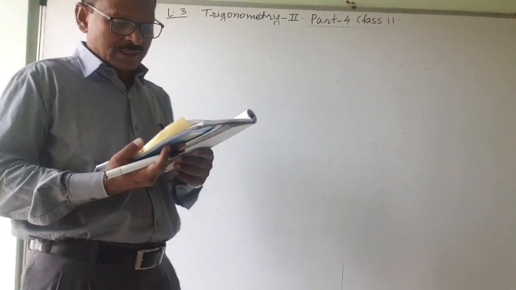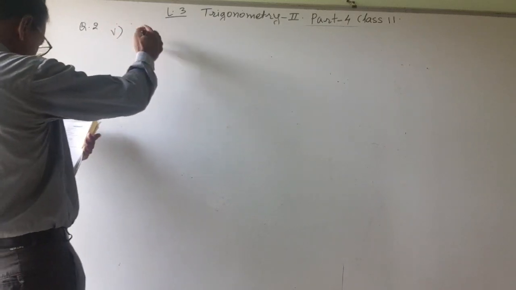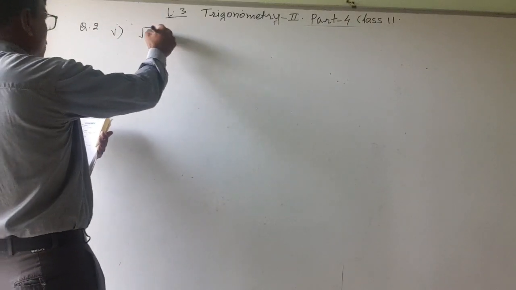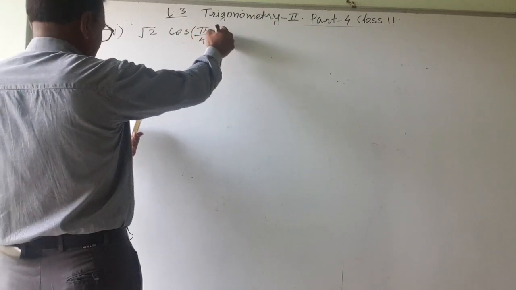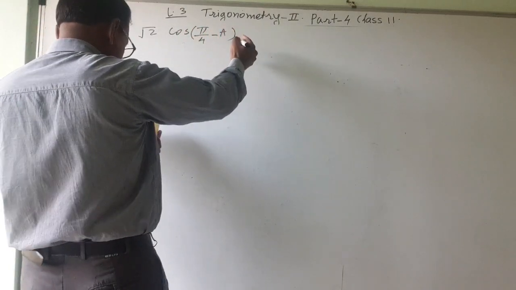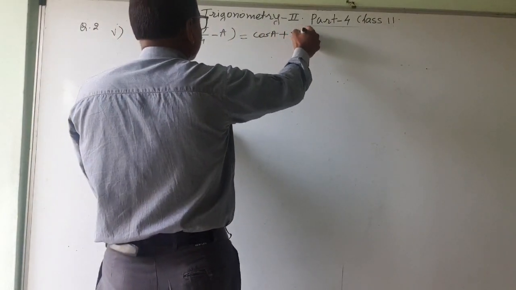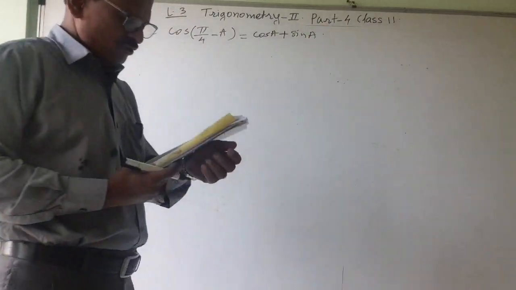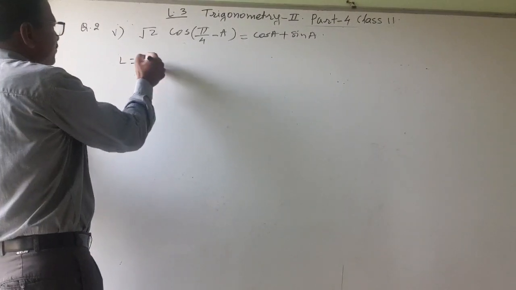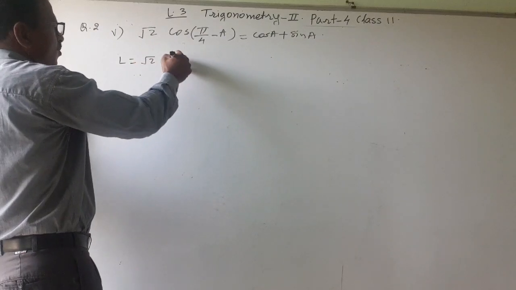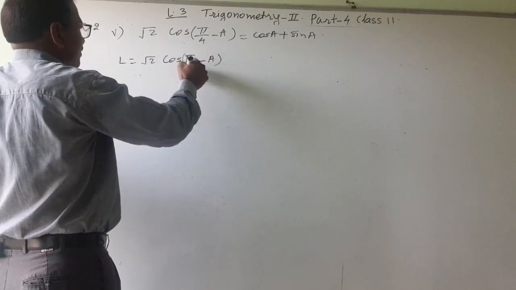Now, fifth question. Root 2 cos of (pi by 4 minus a) is equal to cos a plus sin a. As usual, we take LHS. LHS is equal to root 2 cos of (pi by 4 minus a).